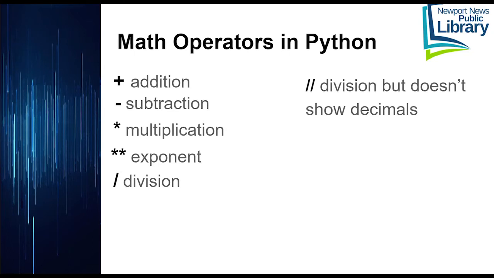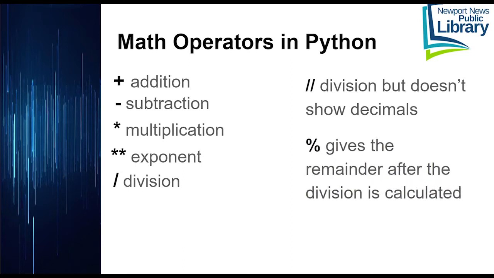It shows you the answer for your division, but it doesn't show any remainders or decimal points in the answer. You'll only get whole numbers. Then you have the percent. The percent just tells you what the remainder is. So if you were actually doing a division, you wouldn't see the answer for the division. All you would see is the remainder, using the percent symbol.